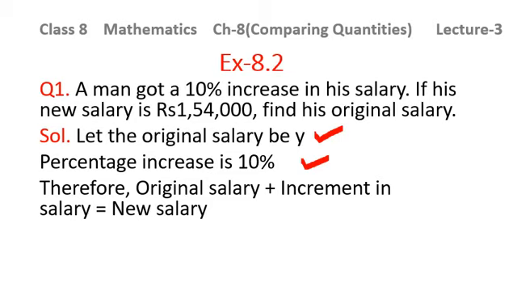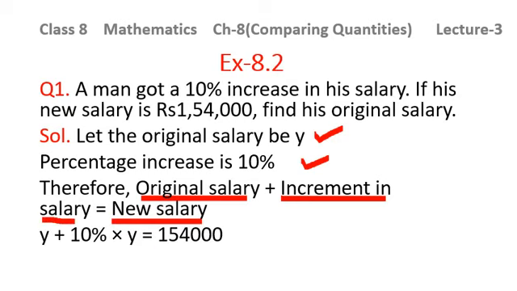The original salary plus increment in the salary, that will be calculated on the original salary, will be equal to the new salary. So we have taken original salary as Y plus increment is 10%, so 10% of Y, that will be equal to 1,54,000. That is the new salary given to you.